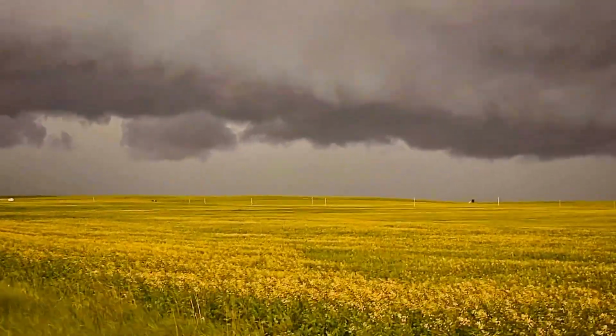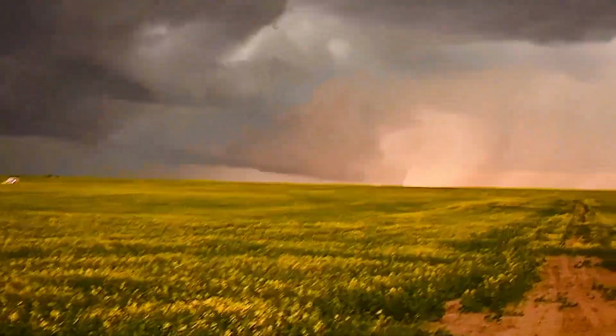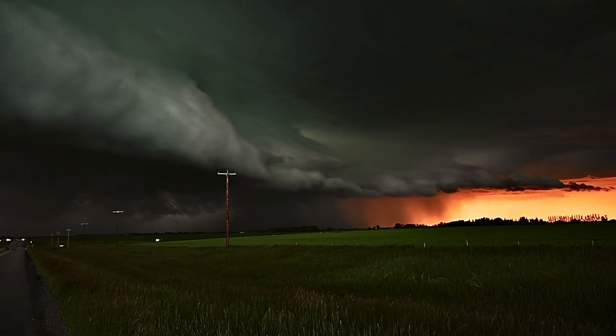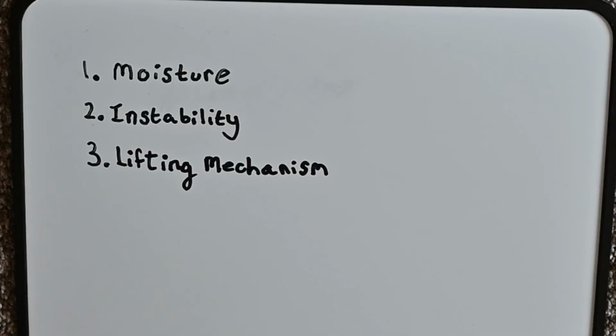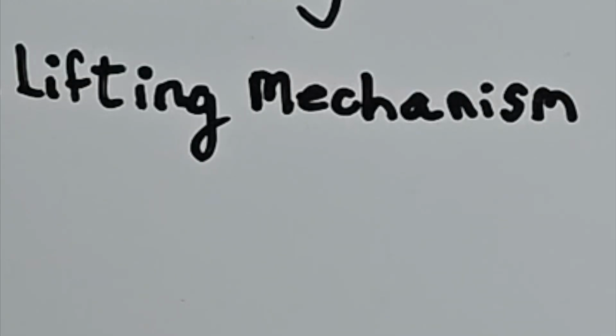But how exactly does a supercell form? And why are they so dangerous? Today we'll take a look at the dynamics of the supercell. Three main ingredients are necessary for the formation of supercells: moisture, instability, and a lifting mechanism.